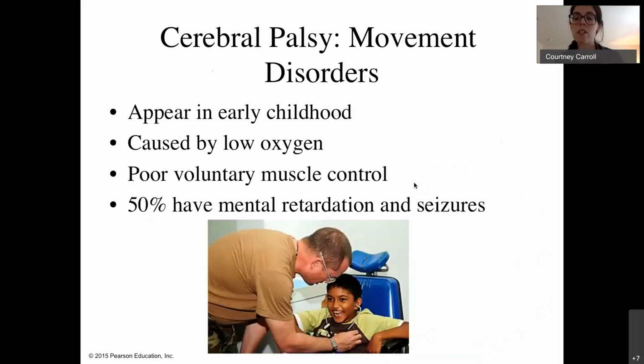The final developmental disorder I want to talk about is cerebral palsy. Cerebral palsy is a general classification that we give to movement disorders that appear in early childhood and are caused by low oxygen, specifically either in the last part of embryonic and fetal development, so your last trimester, or during childbirth itself. So some babies, as you know, can have cord wrapped around their neck or might have some issues and might not be getting enough oxygen to their brain, specifically during delivery.